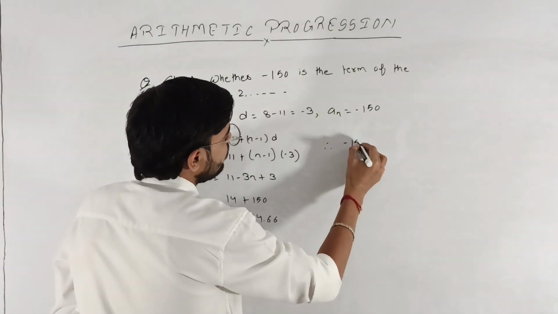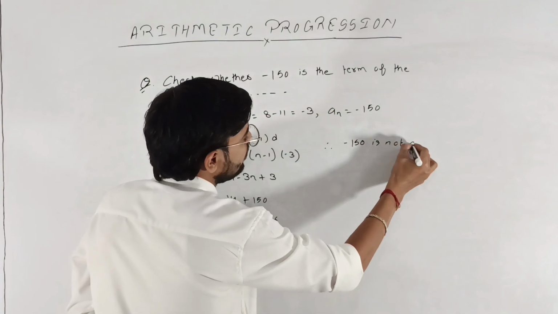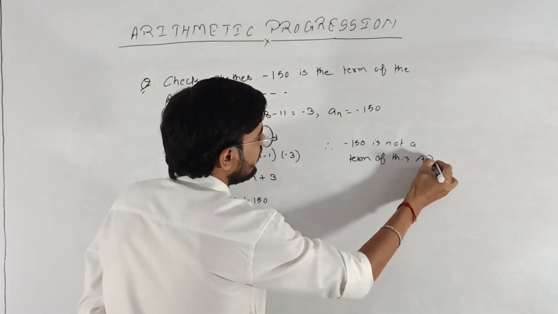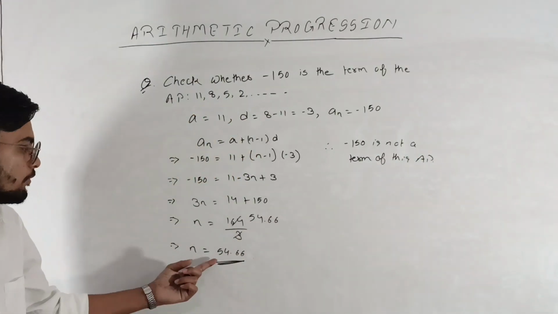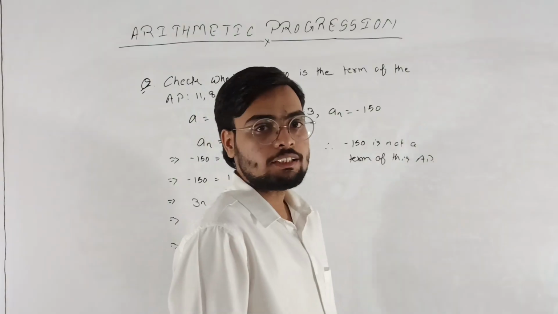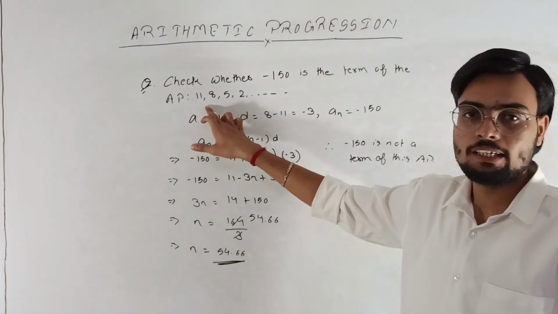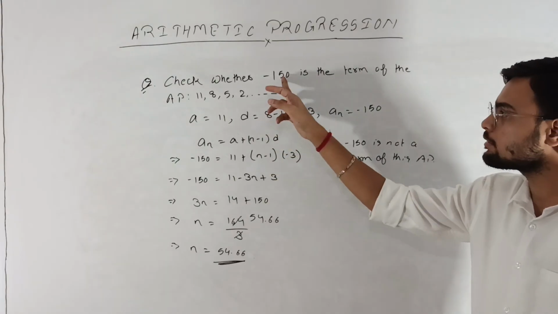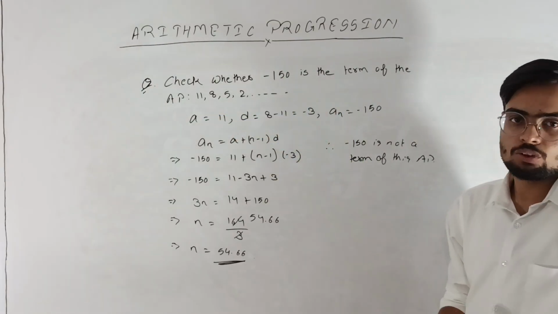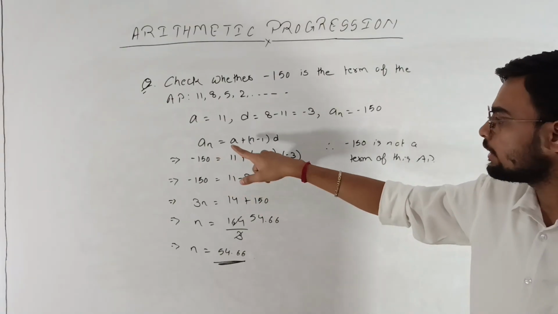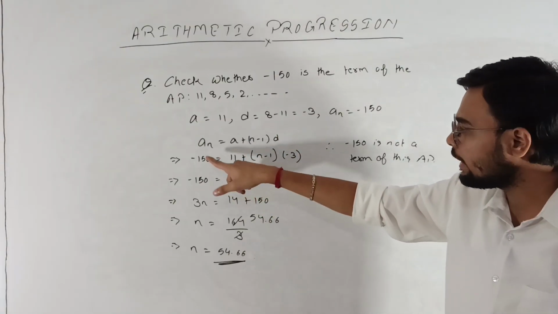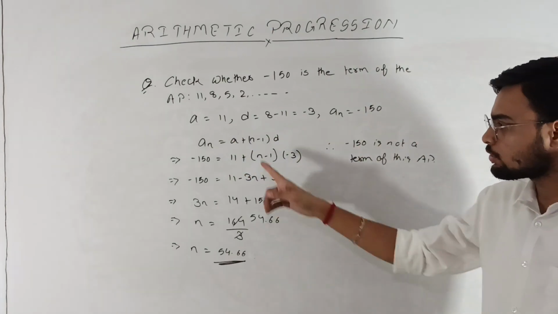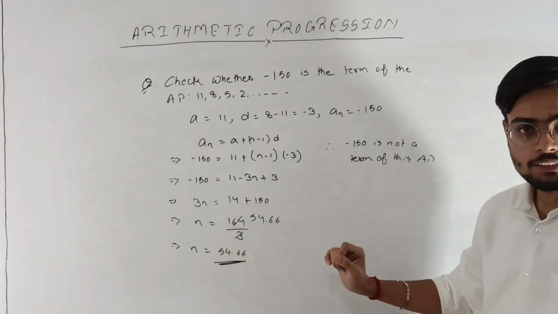Okay, now n is in decimal, 54.66. Therefore minus 150 is not a term of this AP. Why? Because we get the value of n as 54.66. Understood? Let's see one more time. We have an AP, this 11, 8, 5, 2 and so on, and we have one term, that is minus 150, and we have to check whether this minus 150 is a term of this AP or not. So I use this formula of the nth term, that is a plus (n minus 1) into d. Now I put the values: an is minus 150, a is 11, d is minus 3, and I calculate this. After calculating, I get the value of n as 54.66.